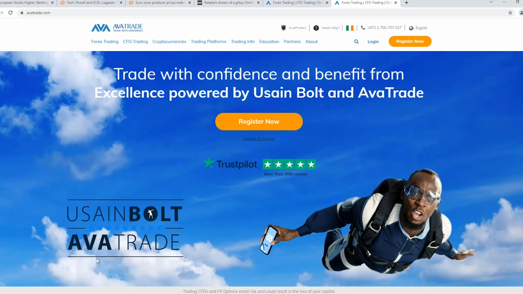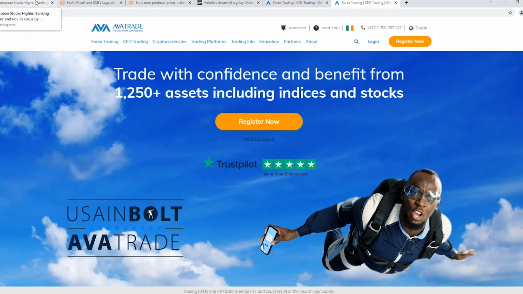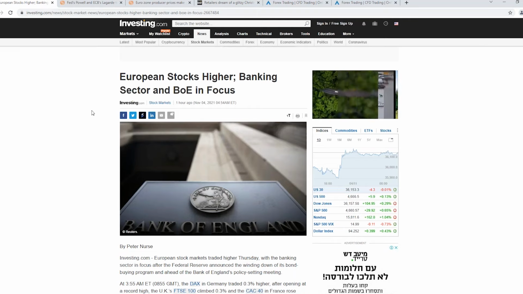Now, before we get on the web trader and the AvaTrade Go app to take a look at how we can go through our fundamental analysis and technical analysis along with it, strategies, let's look, what is the sentiment today? And I like to get a feel for the fundamental news and the fundamental sentiment of the day just with quick headlines. And you can use a number of websites and locations, but here we see European stocks higher, banking sector and Bank of England in focus.